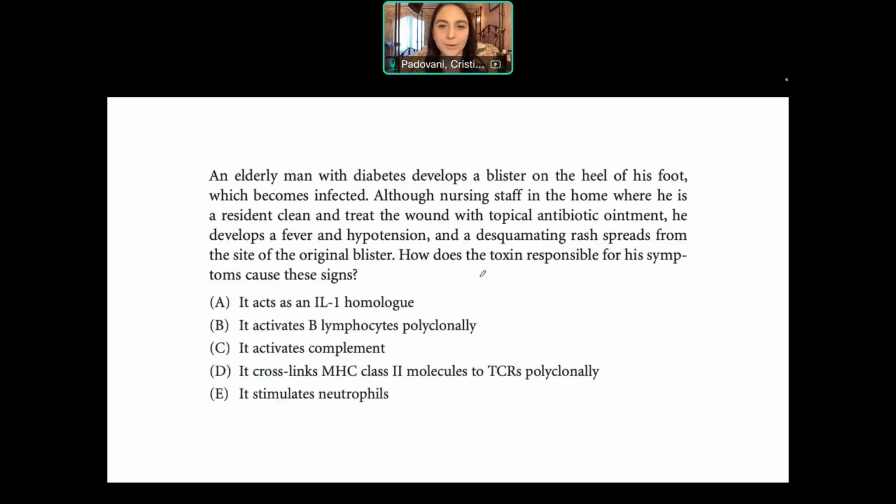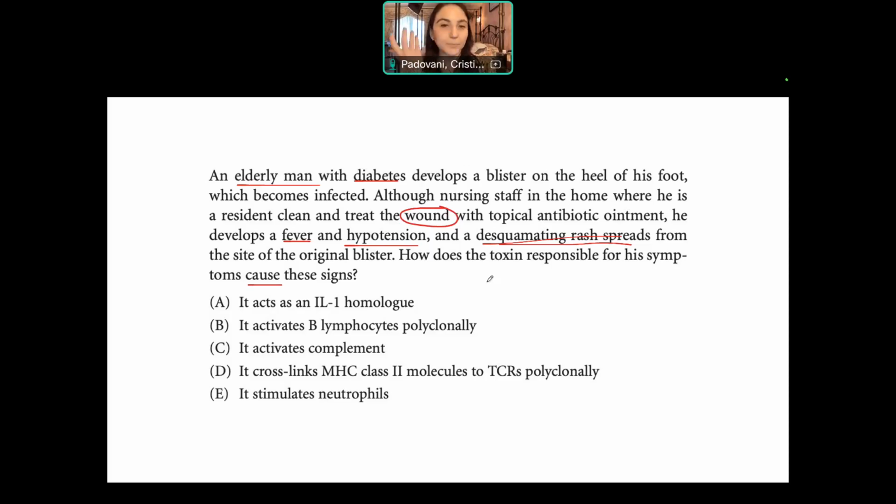Alrighty. So how does the toxin responsible for symptoms cause these signs? Okay, so an elderly man with diabetes develops a blister on the heel of his foot, which becomes infected. Although nursing staff in the home where he is a resident clean and treat the wound with topical antibiotic treatment, he develops a fever and hypotension, and a desquamating rash. Desquamating rash spreads from the site of the original blister. So fever, hypotension, rash on a wound that probably was packed in by these nursing staff.